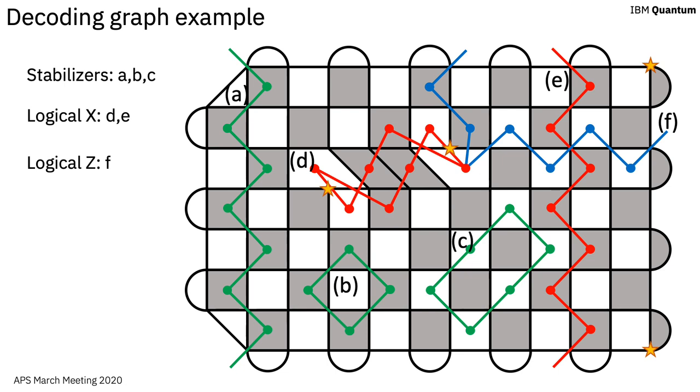But so stabilizers, for instance, these A, B, and C, are cycles in the decoding graph that represent stabilizers. Logical X, we're arbitrarily calling it X, but logical X is represented by the cycles D and E in the decoding graph. And then logical Z is represented by cycle F in the decoding graph.